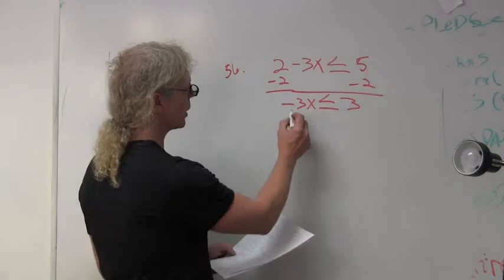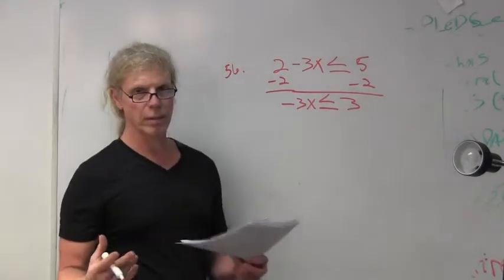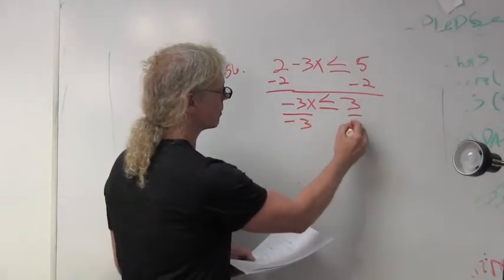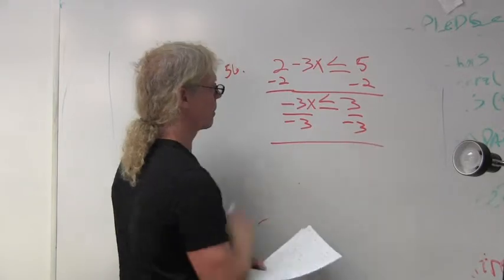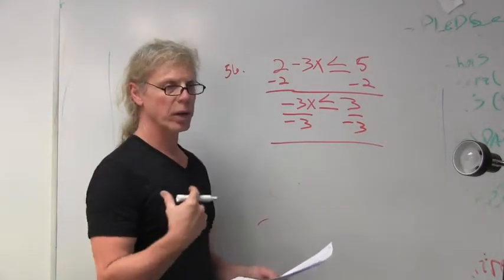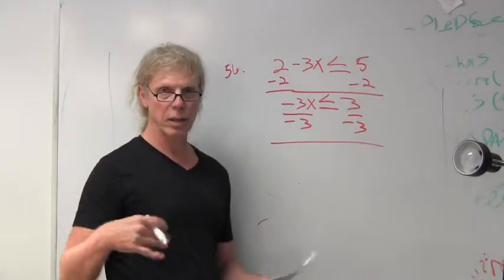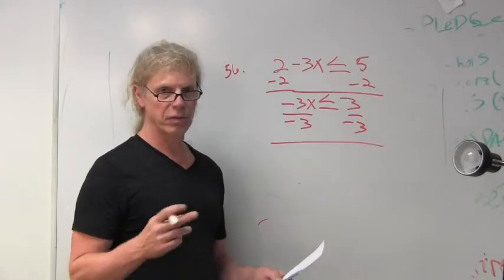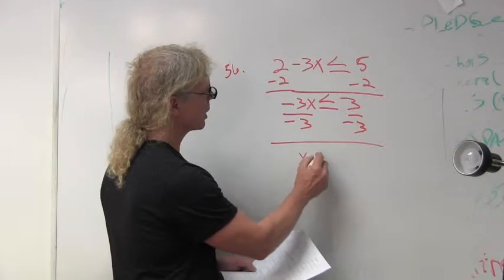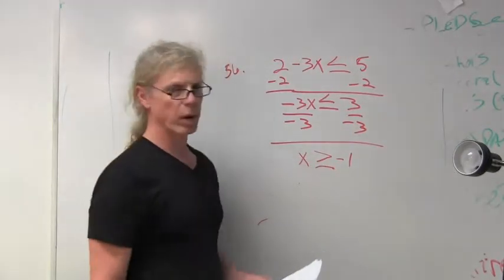Okay? Now, again, we want to end up with x on one side of the equation, and we certainly don't want it to be a negative x. We will divide both sides by negative 3. So here we are, same situation as in number 55. We are dividing by a negative number. That's our cue, that's our sign, that's our rule that says flip the inequality. So we would end up with x is greater than or equal to negative 1.